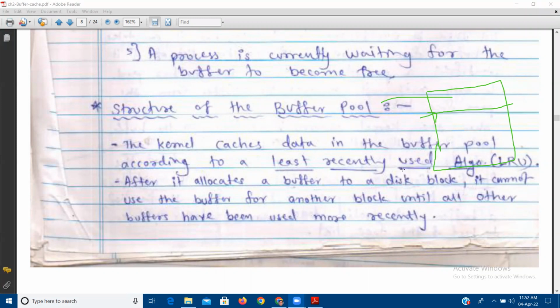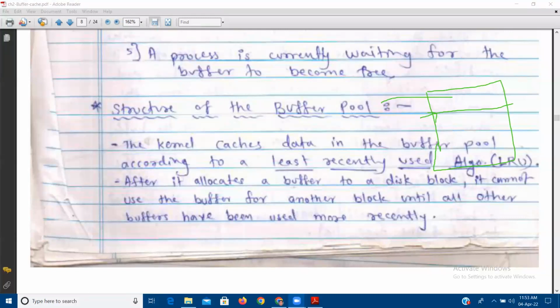So we can replace it. We can take another page which is required frequently. So that page is taken inside the main memory and this page gets replaced. So it is LRU, the page replacement policy, and the same policy is applicable in the structure of the buffer pool. So the kernel caches the data in the buffer pool according to least recently used. Again, they may ask you the question, which policy is used in the buffer pool. So keep in mind the policy name is LRU, which we have already discussed in the case of virtual memory.